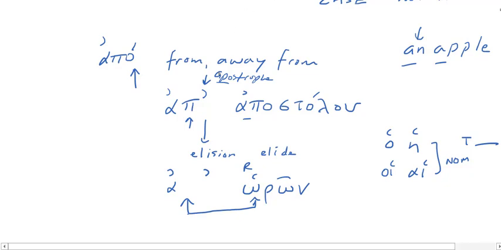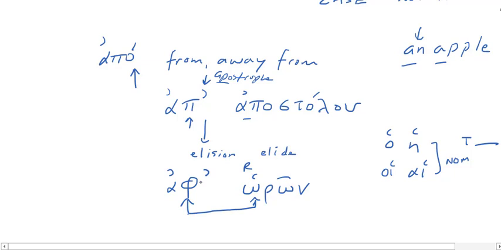It becomes a phi. Exactly. So that's why we're going to see aph' horon. I'm going to get a fricative phi, which is an F sound, when I have a rough breathing. If I don't have a rough breathing, there's no need to change the pi to the phi. And we're going to see this with several other prepositions. I will have the stop consonant version, and I'm going to have the fricative version.